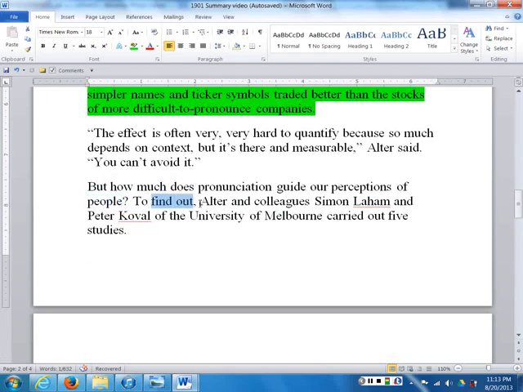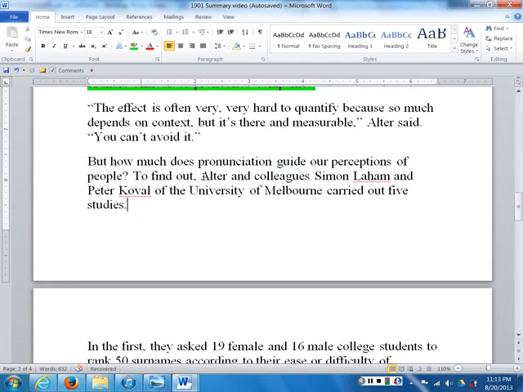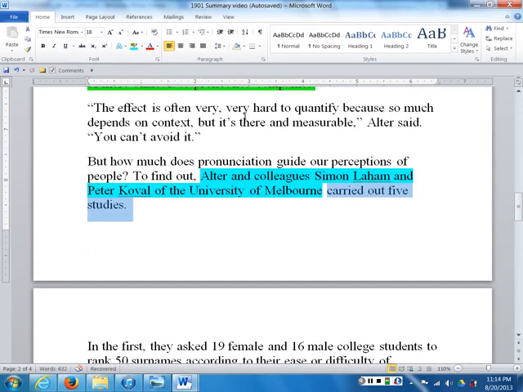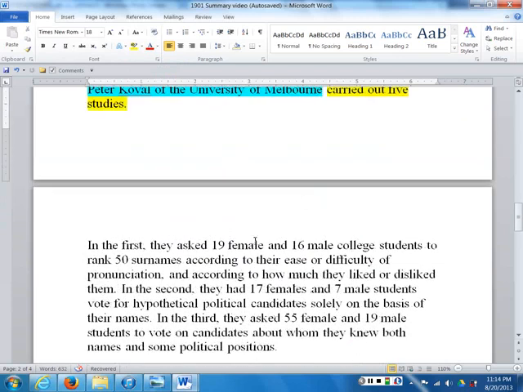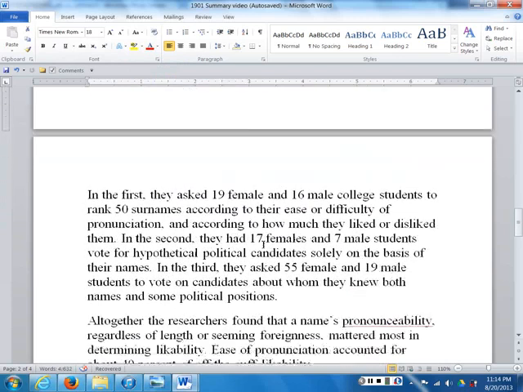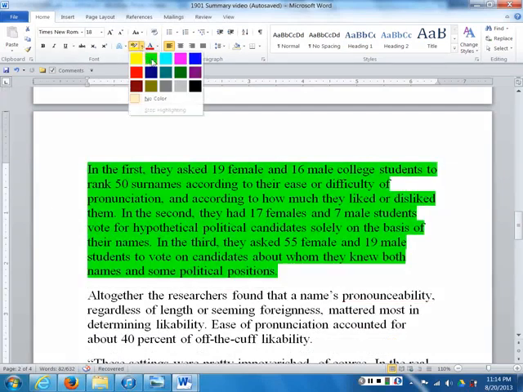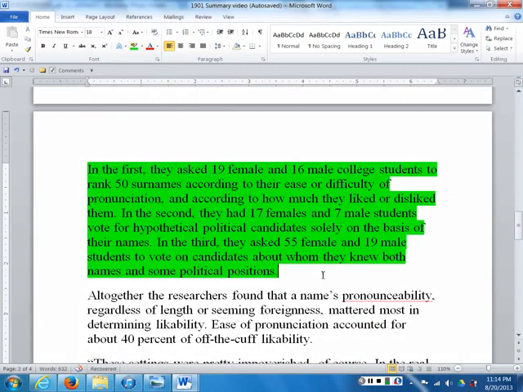To find out, Alter and colleagues Simon Lamb and Peter Koval of the University of Melbourne carried out 5 studies. Now we're to the main study here. Now is when he gives the Alter name and names the other authors by name and gives their university affiliation. So he's identifying the source here. Carried out 5 studies. That's an indicative summary. But once again, this indicative summary is followed by informative summary. In this whole paragraph, he gives lots of details about how they carried out the study.